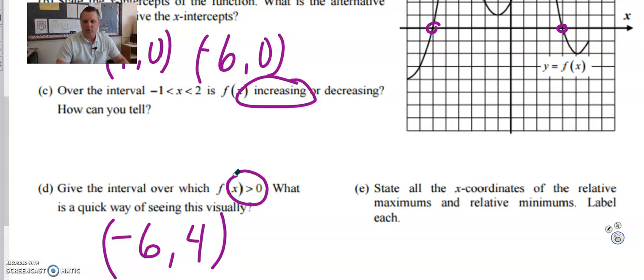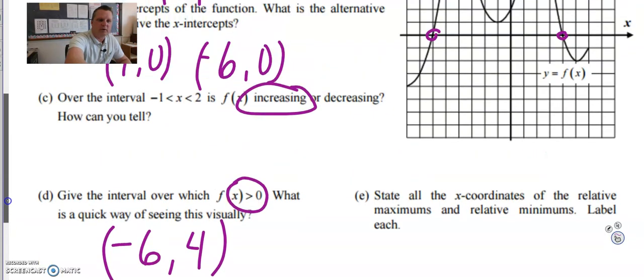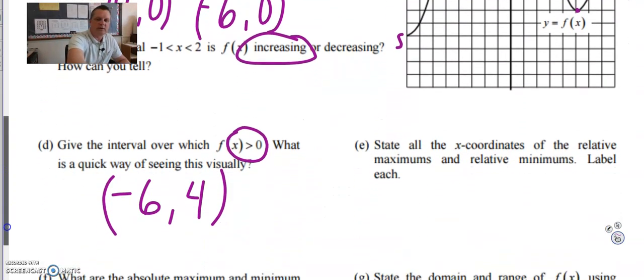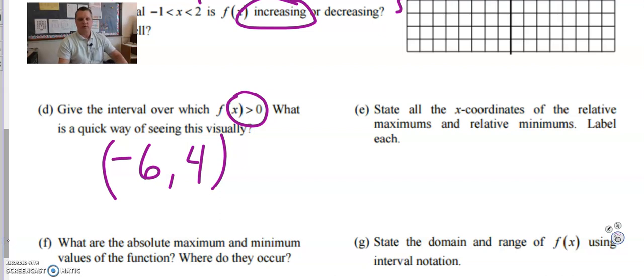State all the x-coordinates of the relative max and relative mins and label each. So relative max and mins are your turning points. This is a starting point right here, and this is the ending point. So my turning points are 1, 2, 3, 4, where it goes from increasing to decreasing and decreasing to increasing. Now you can still see the graph on your paper, you just can't see it on your screen.